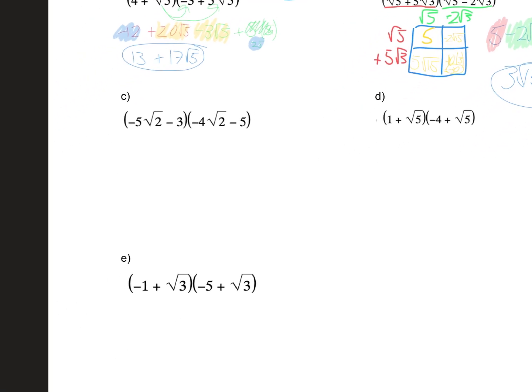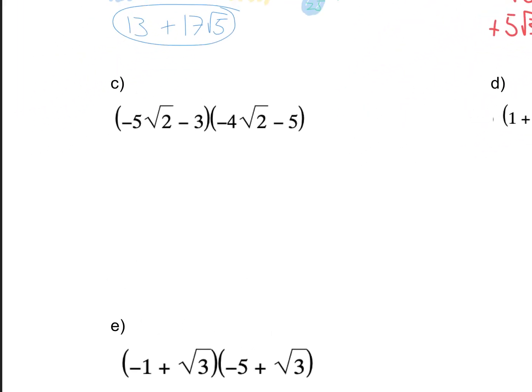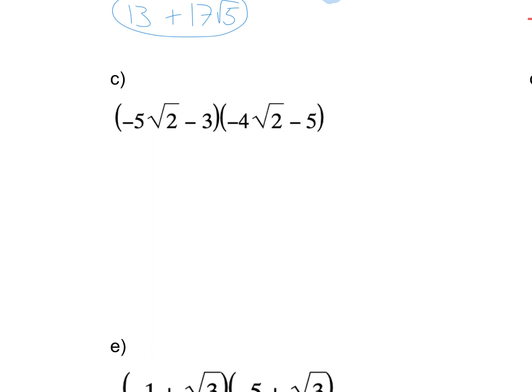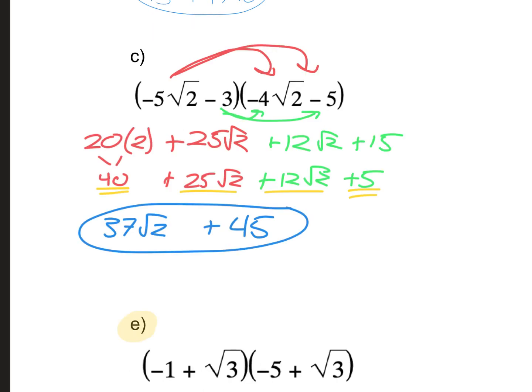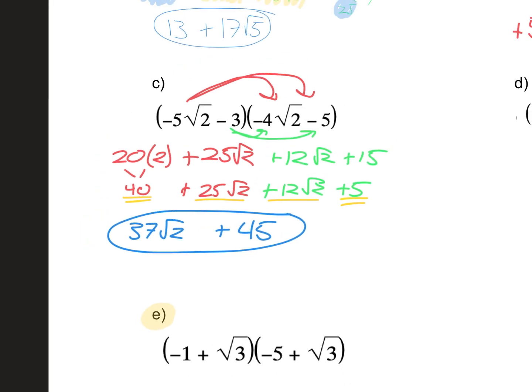All right. Go ahead and try problem C on your own. You can use the box method or the FOIL/double distribution method. Go for it. All right, after multiplying, I got my answer to be 37 square roots of 2 plus 45. I used the FOIL or double distribution. You could have used the box method, but that should be your answer there.